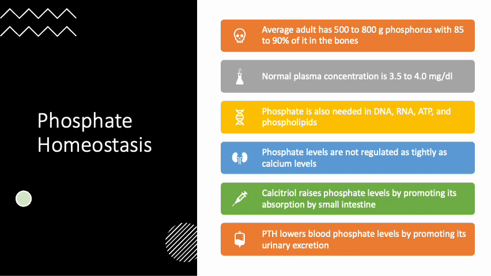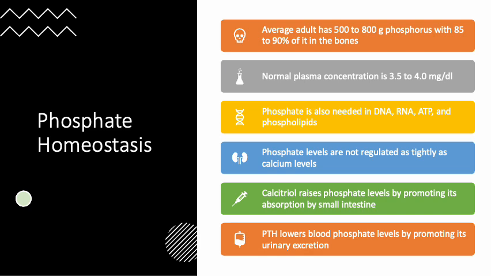Phosphate levels are not regulated as tightly as calcium levels. So the body doesn't check them as much. It doesn't really care as much. So there's a little bit more wiggle room for phosphorus. Calcitriol raises phosphate levels by promoting its absorption in the small intestines. So as well as increasing calcium, it has a role in making phosphates be reabsorbed in the intestines as well. So it can also raise that.